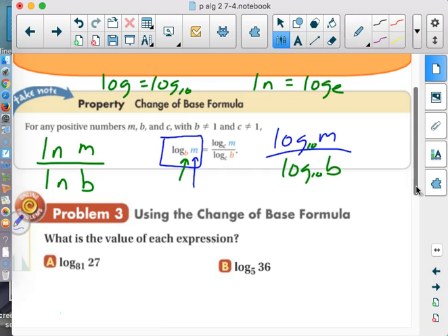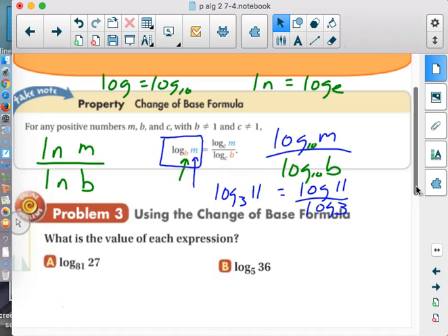Let's just say we're looking for logarithm base 3 of 11. What the change of base formula says to do is to punch this in as the logarithm of 11 divided by the logarithm of 3. And it says that will give us our answer. Let's check and see. If we need logarithm base 3 of 11, this formula says take the logarithm of 11 and divide it by the logarithm of 3.